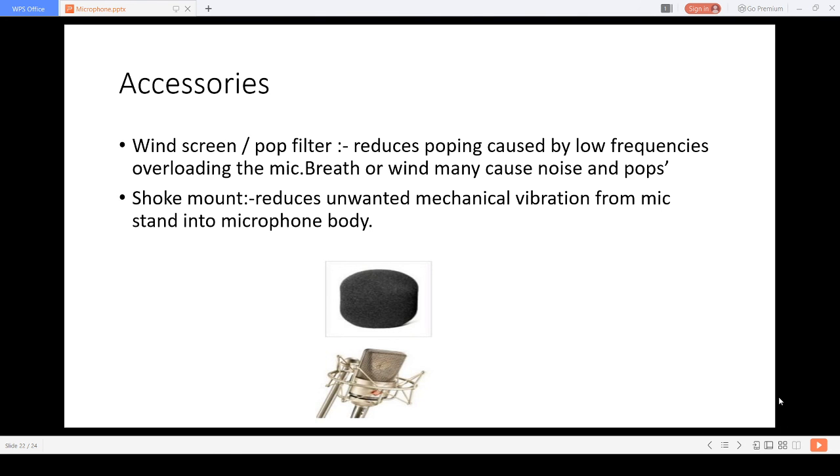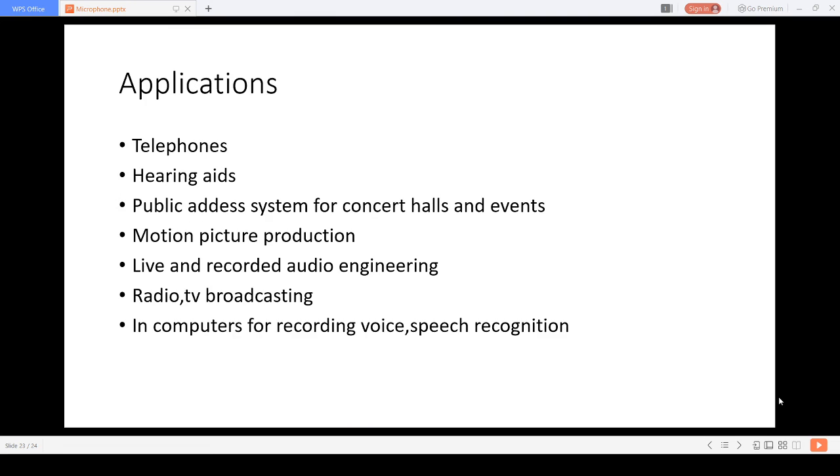Accessories: a windscreen or pop filter reduces popping caused by low frequency overloading the mic; breath or wind may cause noise and pops. A shock mount reduces unwanted mechanical vibration from the mic stand into the microphone body.